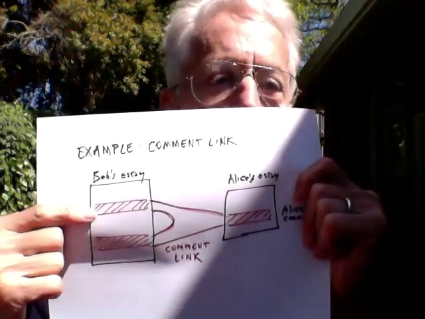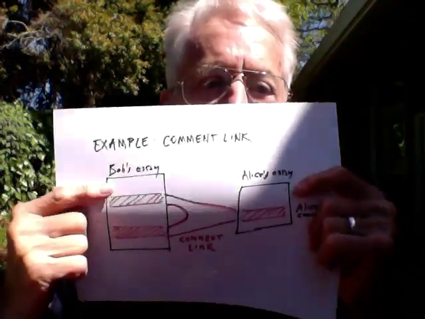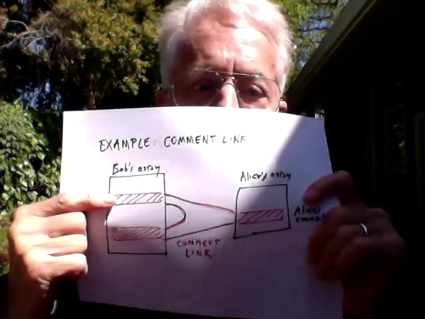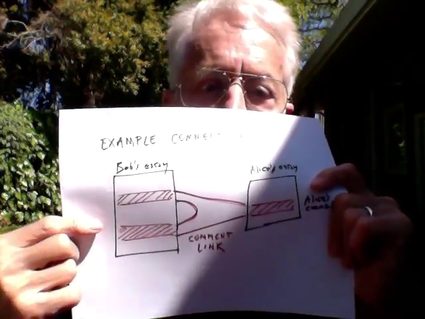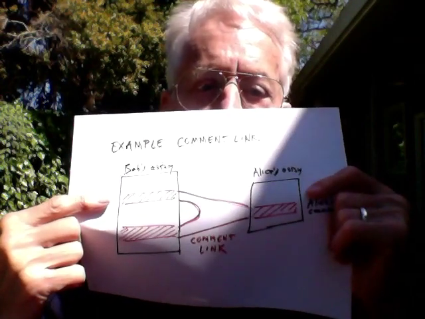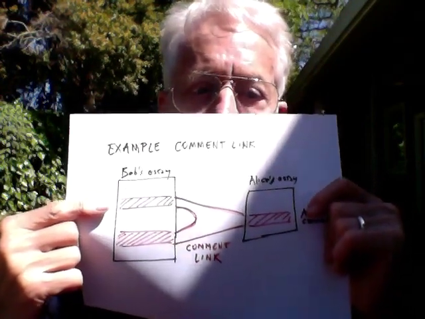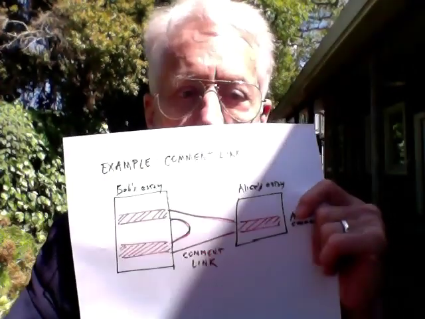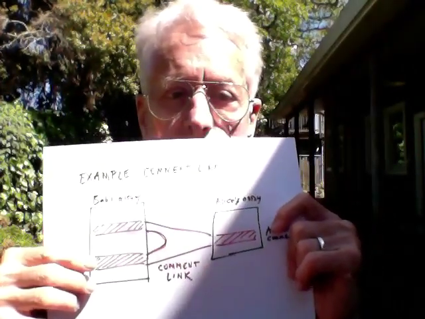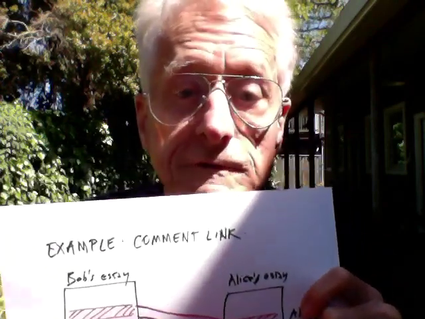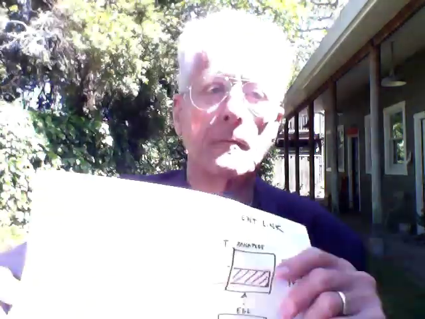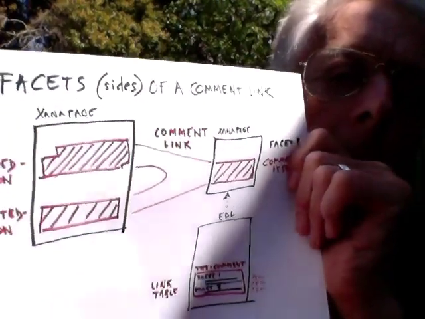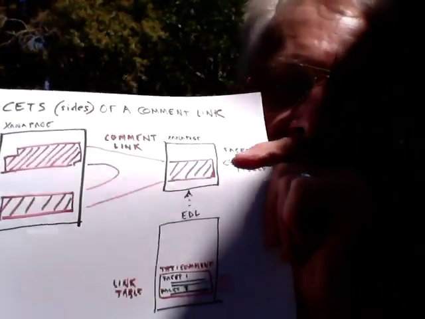Let's look. Bob has written an essay, and Alice has commented on it. The comment link is a table that lives in the commenting page, the choosing page from which the other was chosen. The comment link is made within Alice's essay, but it is attached to Bob's essay by the addresses of the content she has chosen. So what are the facets of this comment link? What does the comment link look like inside?